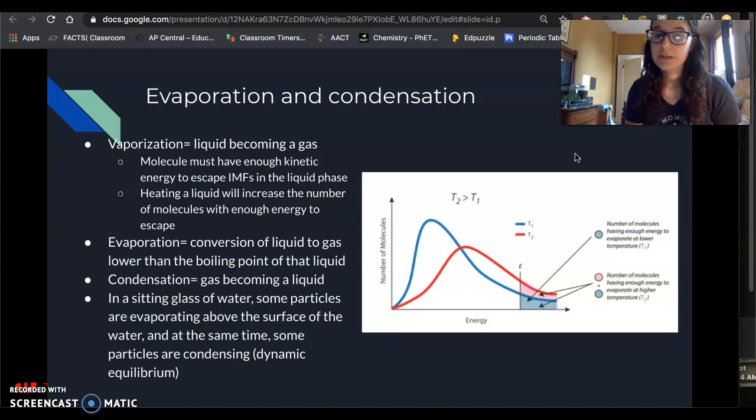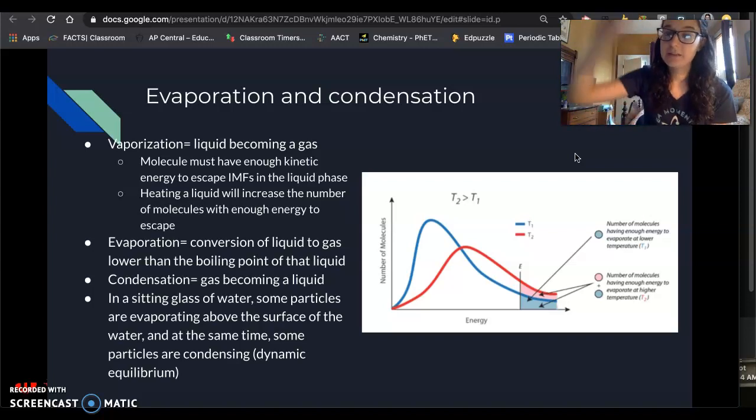And condensation is basically the opposite, when a gas becomes a liquid. So in a sitting glass of water, there are some particles that do have enough energy to escape into the gas phase. So when you have water sitting on your desk, there are some water particles that are evaporating into the atmosphere.